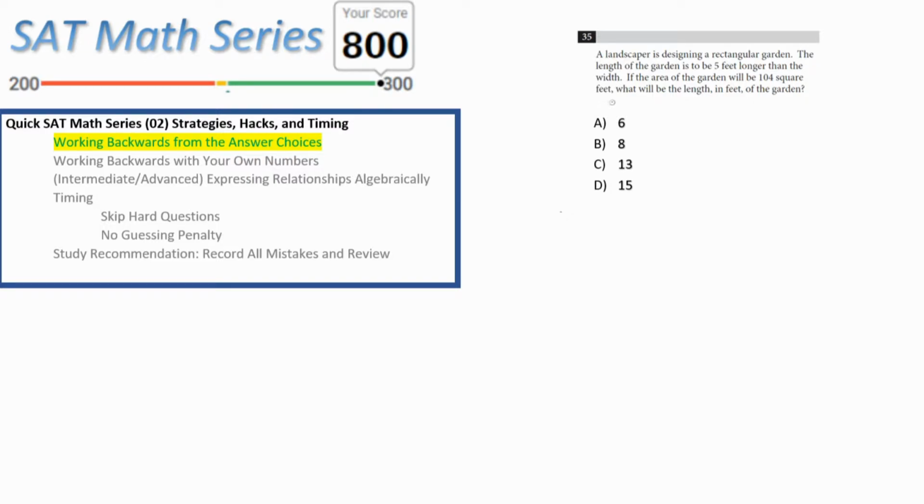For instance, if these answer choices are the length, and the length is 5 more than the width, then we can easily get all the widths by just subtracting 5 from all the lengths. And if we do that, we can multiply the length times the width to get areas. And we can very quickly see that answer choice C is correct.